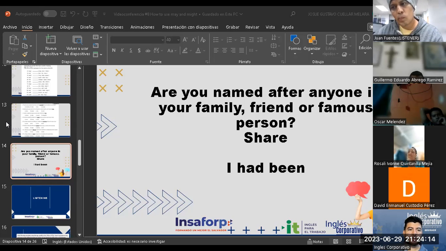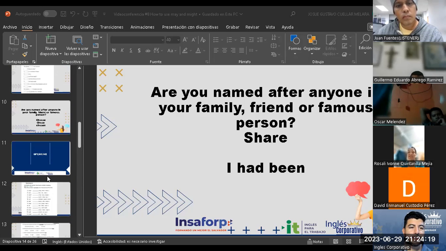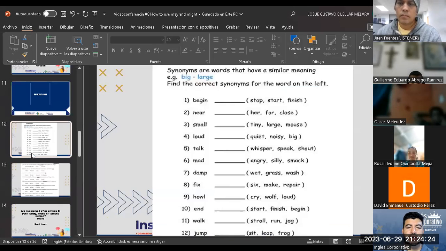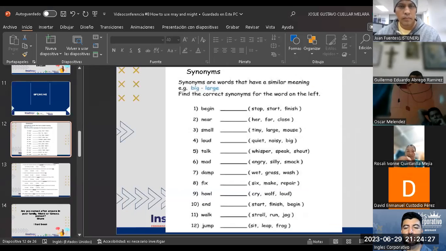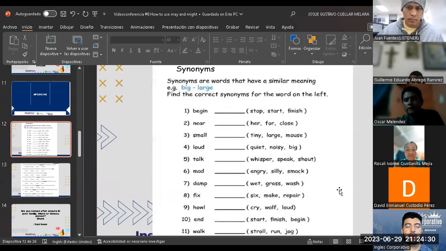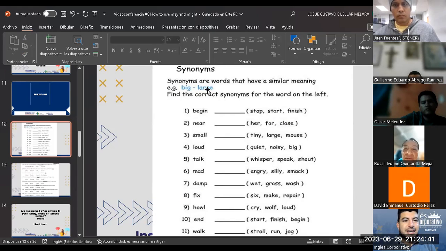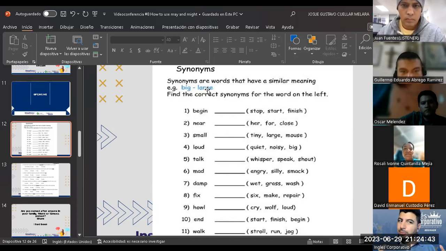I don't know if we have Teresa or Ana Cristina or Graciela or Claudia. If not, we're going to have some practice. We're going to have some speaking. And here we have to look at this. Here we have 12. We're going to work with synonyms, okay? Synonyms are words that have a similar meaning. Example, big, large. Sometimes we consider that large is largo, but no, large means grande. Big means grande, okay? So find the correct synonym for the word on the left.